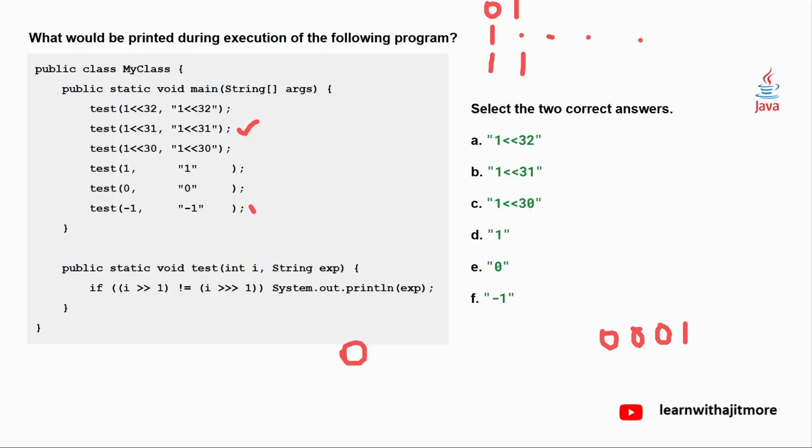Therefore, this minus one string which has come is printed. So printing is done only in these two situations to select the two correct answers: this 1 and this minus 1. I hope you got it. Yes, please make a rule.